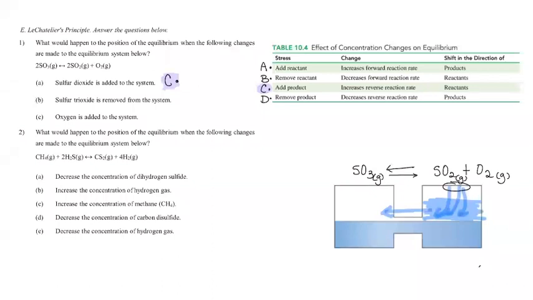Let's move on to the second one. In letter 1B, it says sulfur trioxide is removed from the system. So does that refer to A, B, C, or D? Excellent job. We are removing reactant.